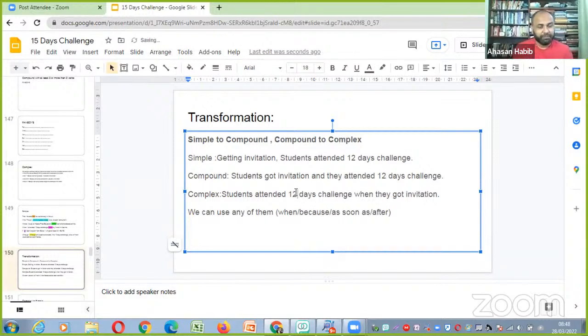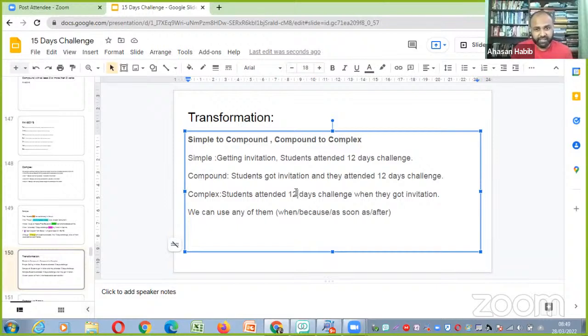Yeah, so I would say it might sound a bit complicated to you. I do agree, but once you start this process of transformation, simple to compound, compound to complex, complex to simple, that means you are learning it better. So the first, simple, is: getting invitation, students attended 12 days speaking challenge. Compound is: students got invitation and they attended 12 days challenge. Then complex is: students attended 12 days challenge when they got invitation, right?